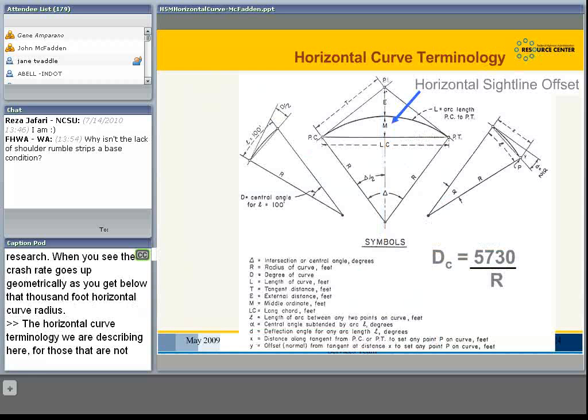This AASHTO model assumes a few things. First, that the driver in the car tracks the curve as a point mass, and that the driver operates at a constant speed through the curve. And then finally, that the curve design avoids loss of control due to skidding. It's been hypothesized in the research that these assumptions are often violated.